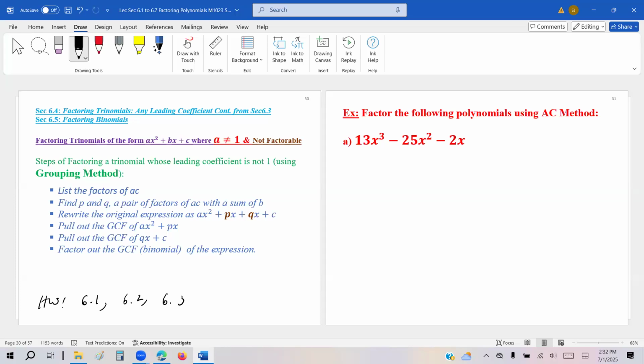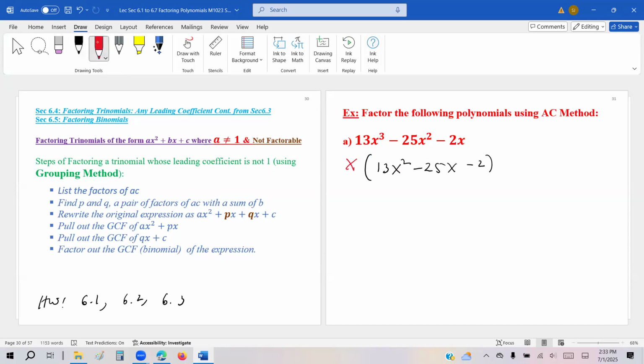When you look at this polynomial, GCF: anytime you see a GCF, you have to factor it out first. So what's the GCF here? Definitely x. When you factor out x, what remains? 13x squared minus 25x minus 2. And now we are going to use the AC method.